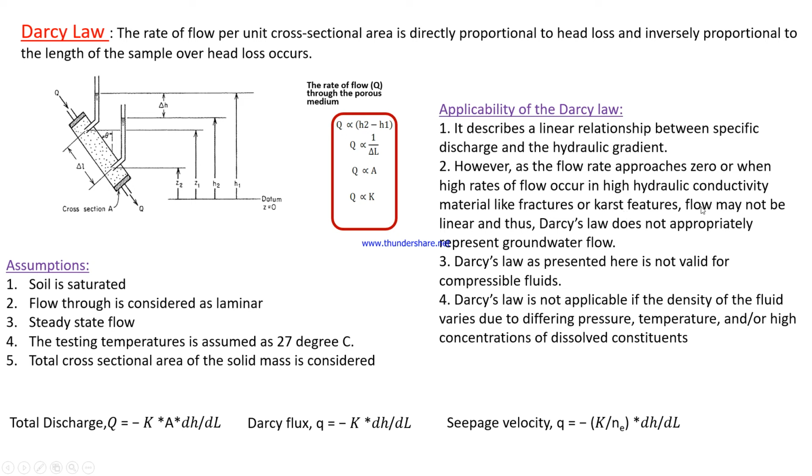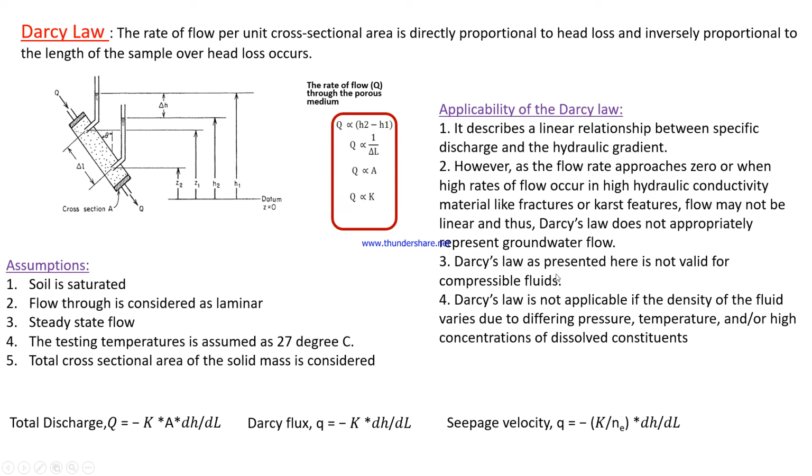Limestone forms caves due to dissolution: the carbonate present in the aquifer reacts with the water and dissolves. A large number of holes form there, so it is a karst feature. Flow may not be linear there. It is turbulent, and Darcy's law does not appropriately represent the groundwater flow.